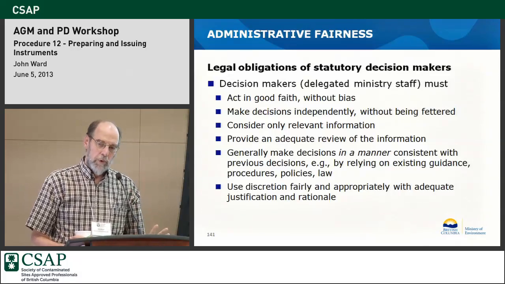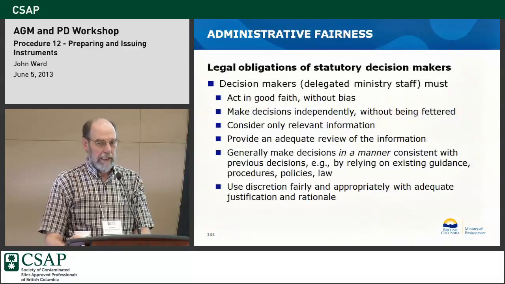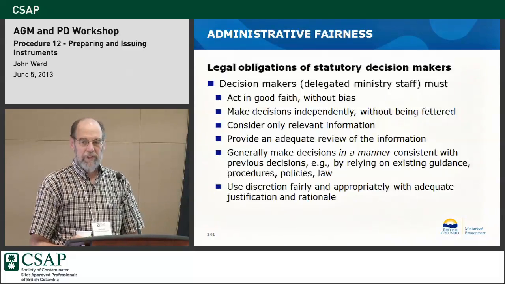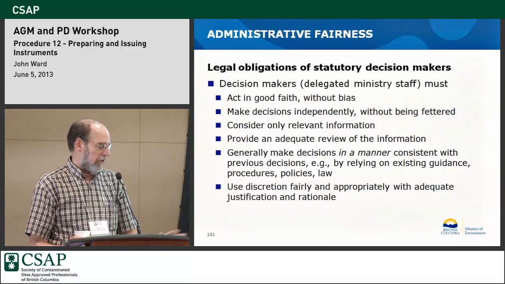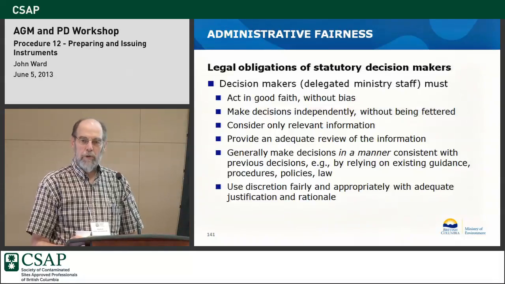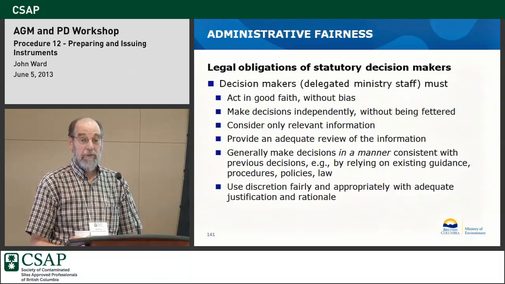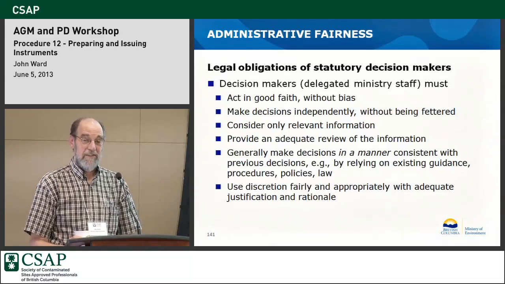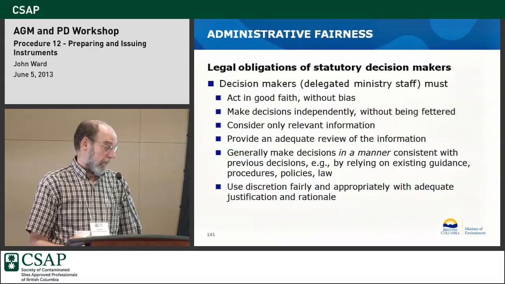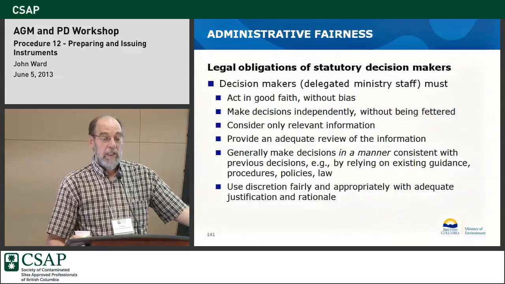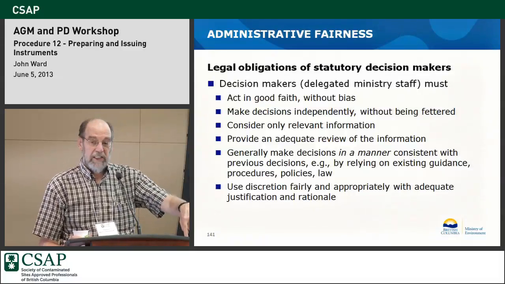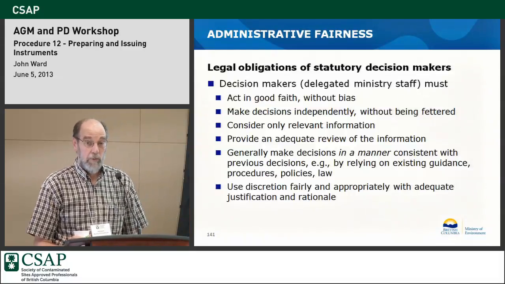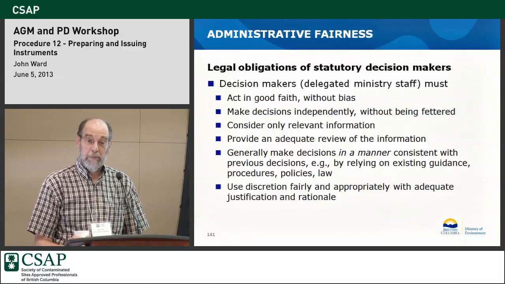So as a general rule, every decision maker in any area in government has some requirements they must follow. And here's a list of them. We have to be neutral people. We can't have biases. I've known some decision makers that weren't particularly neutral, and they suffered because of it. We can't be fettered. We can't do what someone says we have to do. If the minister says you have to make a decision like this under the Environmental Management Act, we don't have to do it. We're independent decision makers.